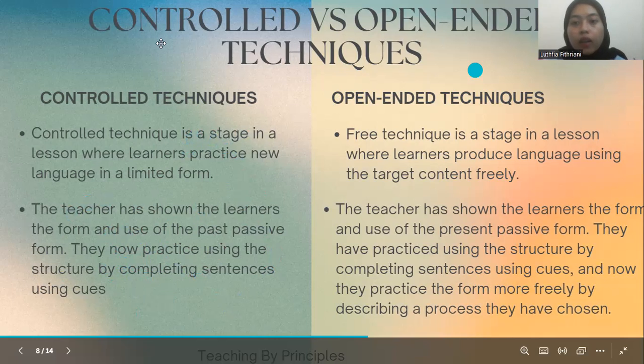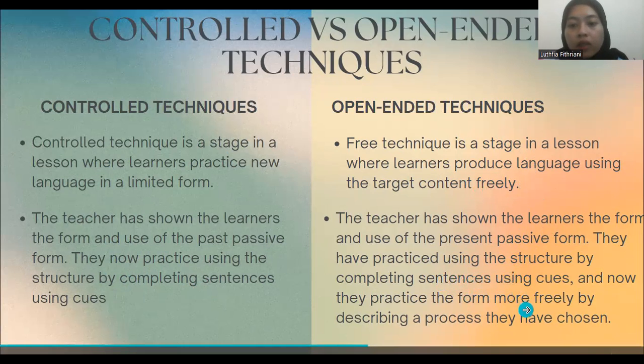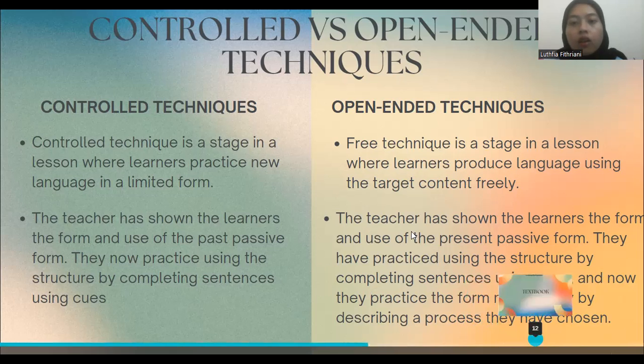On the other hand, open-ended technique is a stage in a lesson where students produce language using the target content freely. For example, the teacher has shown the learners the form and use of the present passive form. They have practiced using the structure by completing sentences using cues, and now they practice the form more freely by describing a process they have chosen.